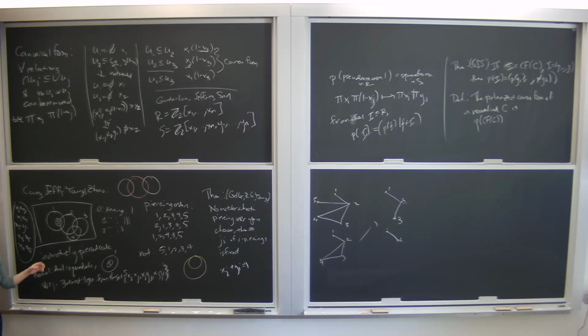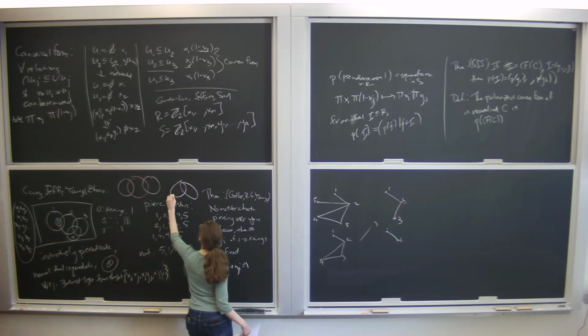Because in some sense, the thing that would create higher degree stuff is something like this, which would force a generator of higher degree.